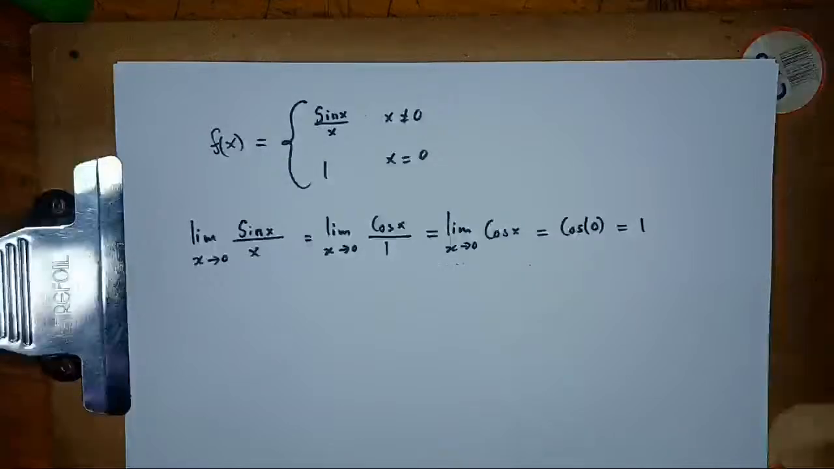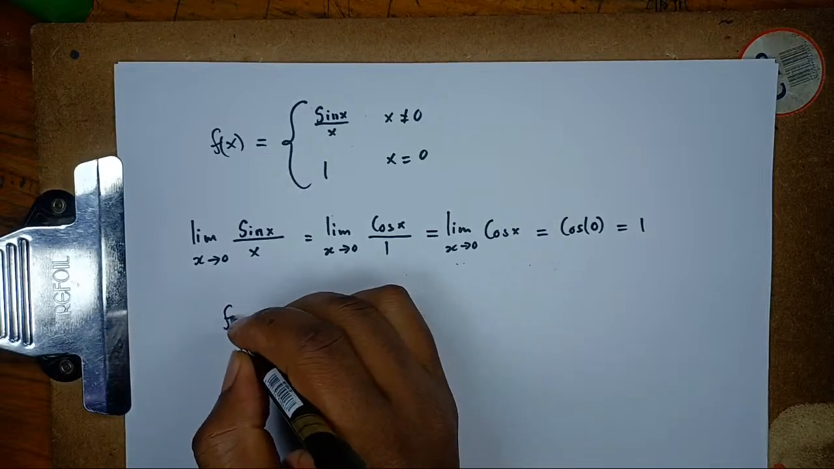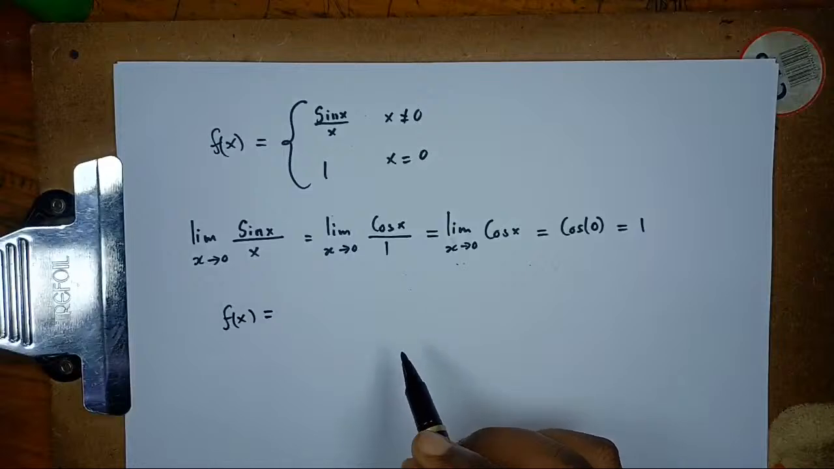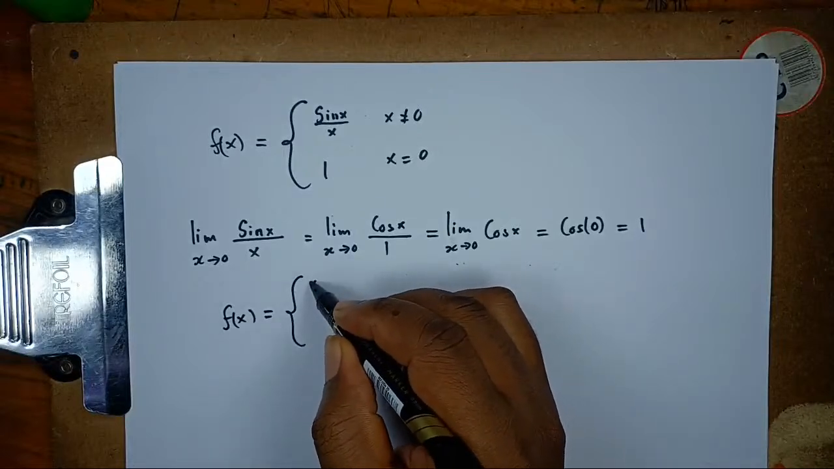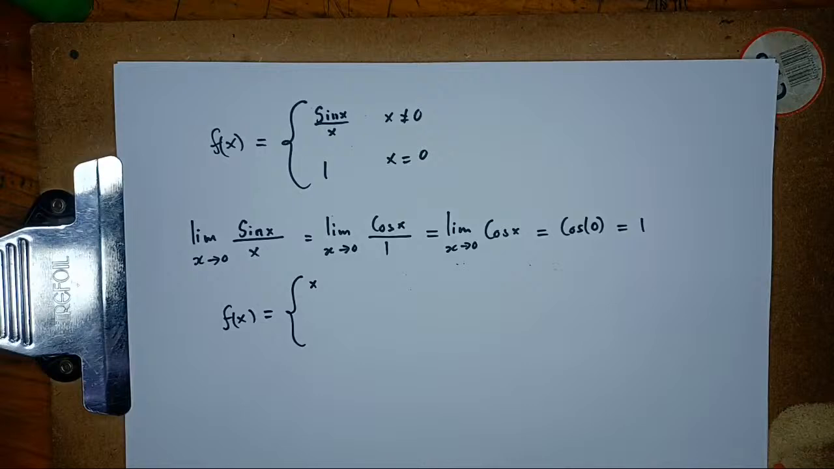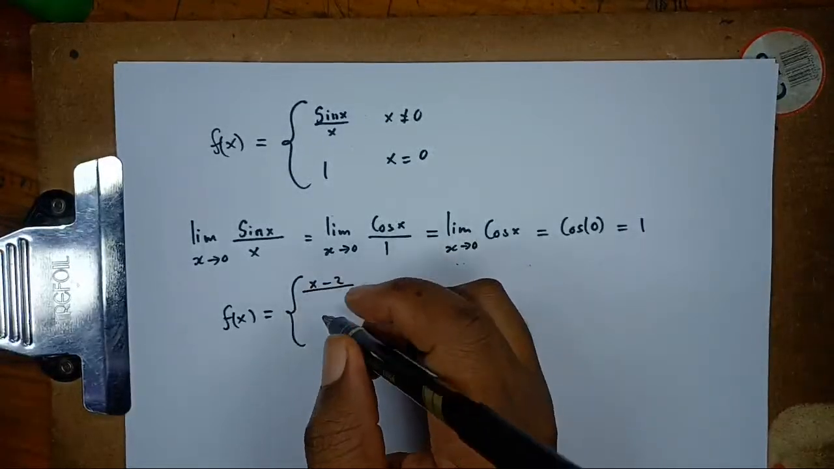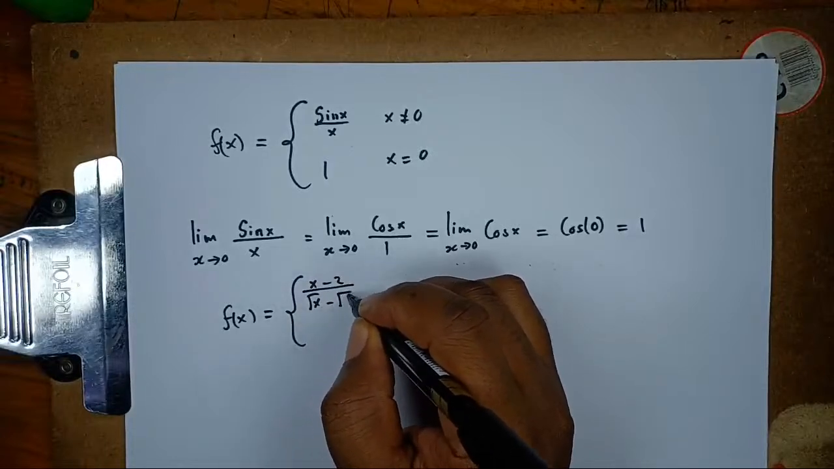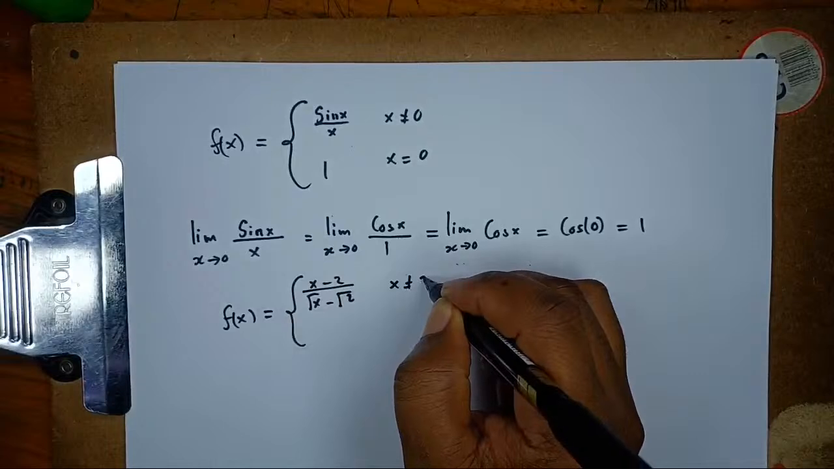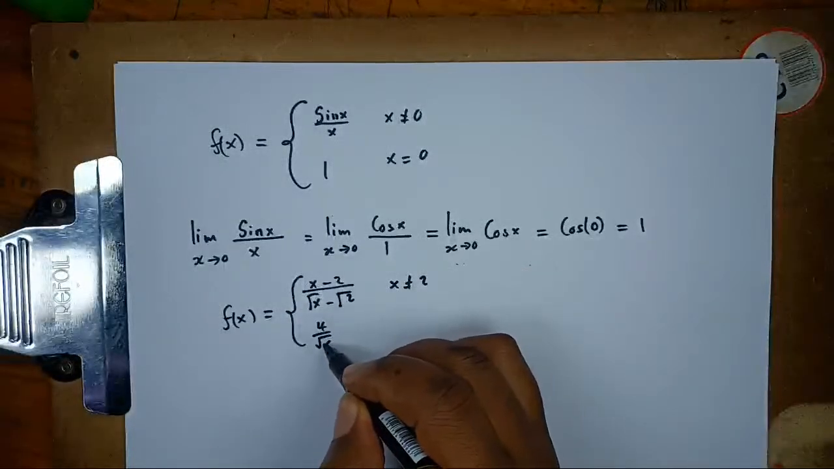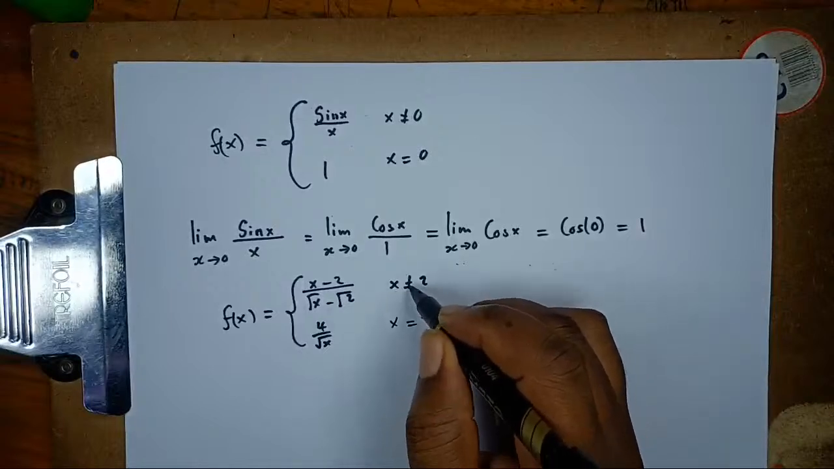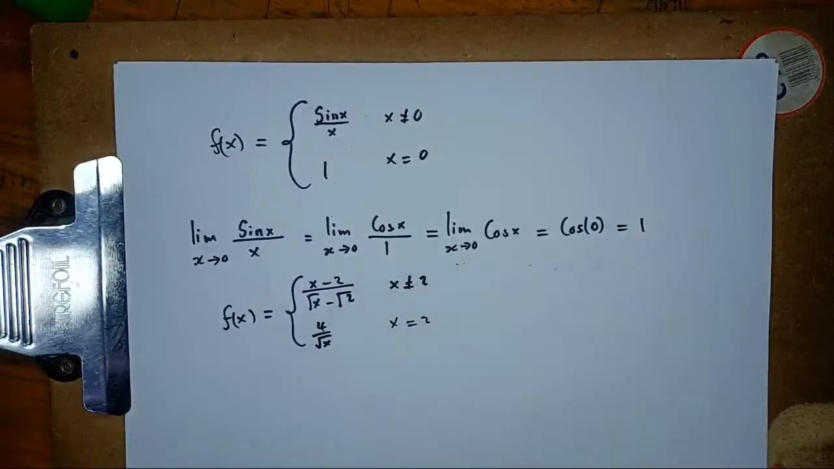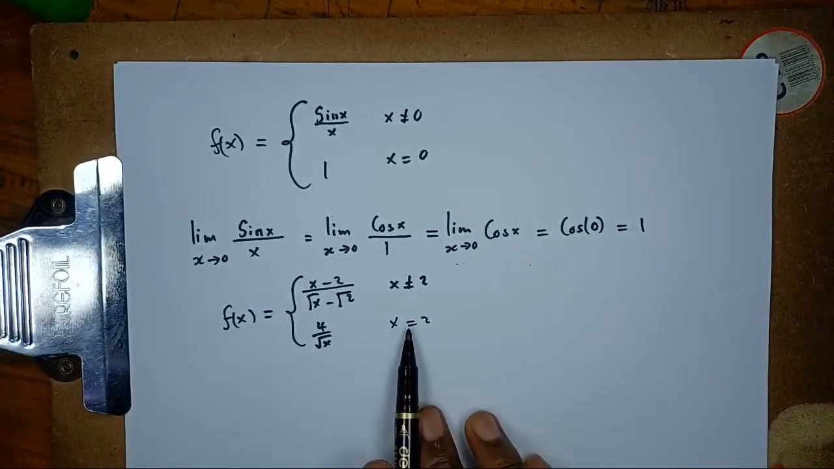We're getting somewhere with these piecewise functions. Let's do a similar example, which is question 4 from the tutorial sheet. So f of x, this time around, is equal to x minus 2 divided by root x minus root 2, where x is not equal to 2, but 4 over root 2 when x is equal to 2. This is what we have. Okay. So how do we deal with this piecewise function? We're testing if it is continuous at x equals 2.